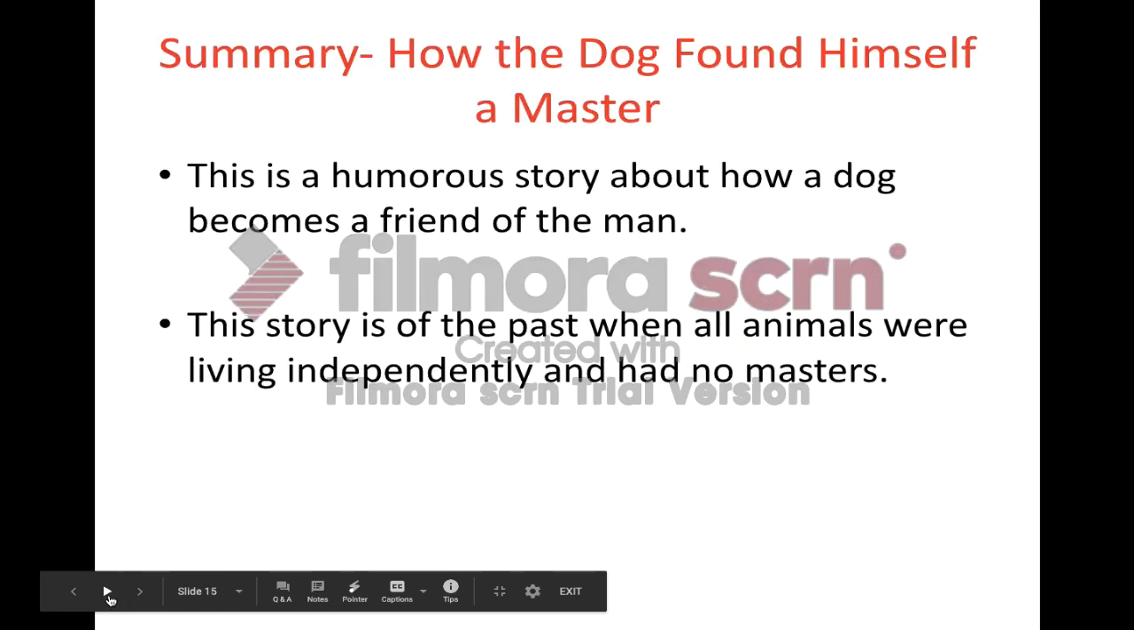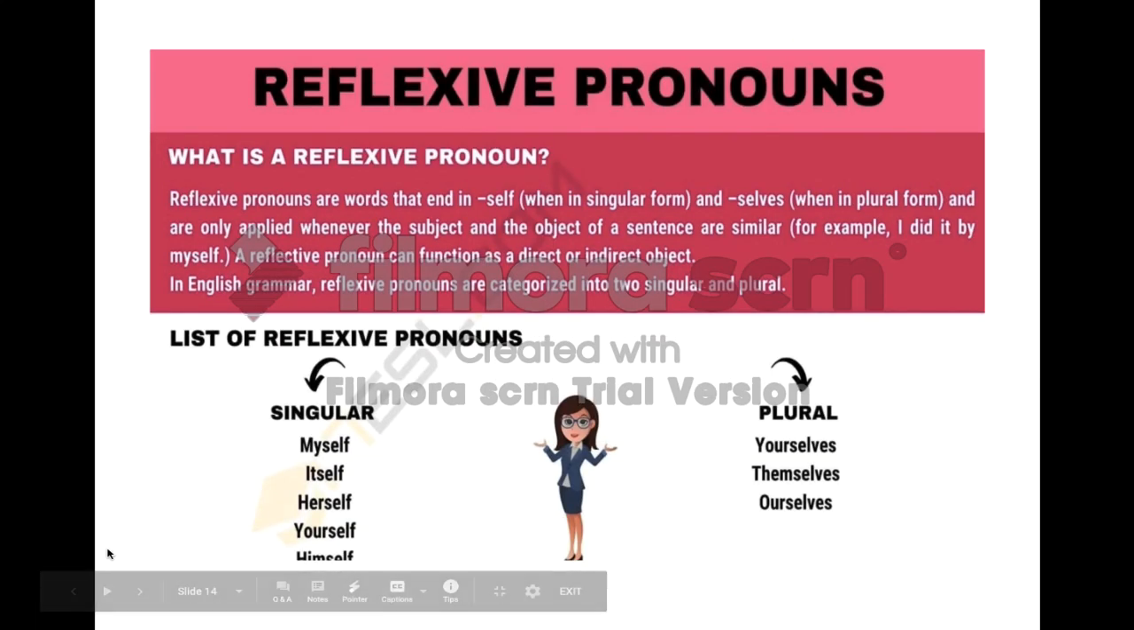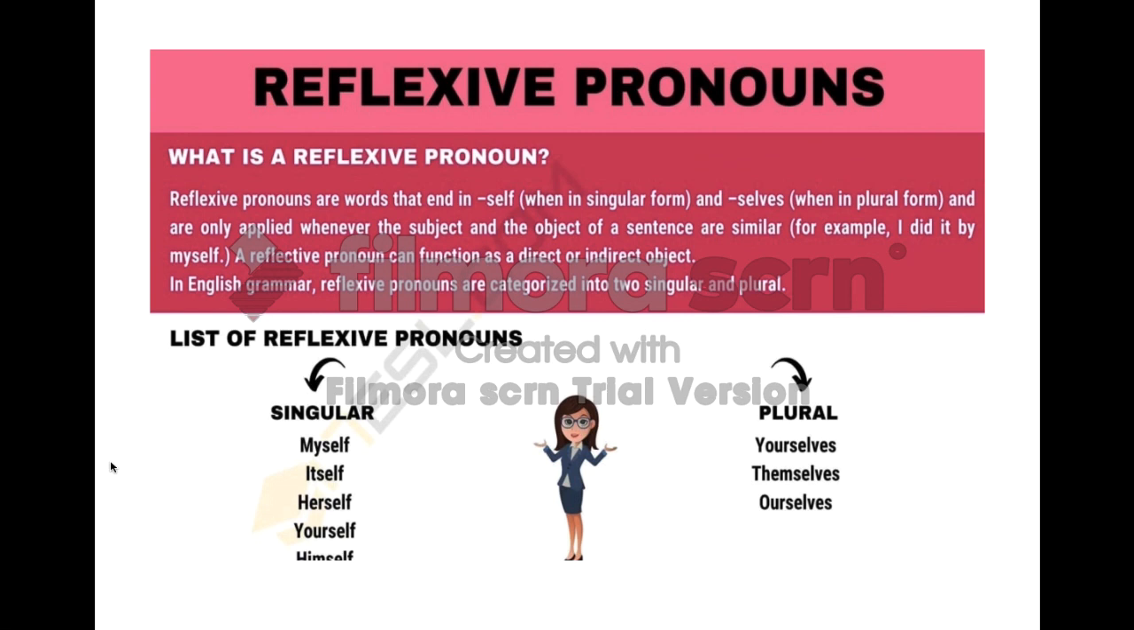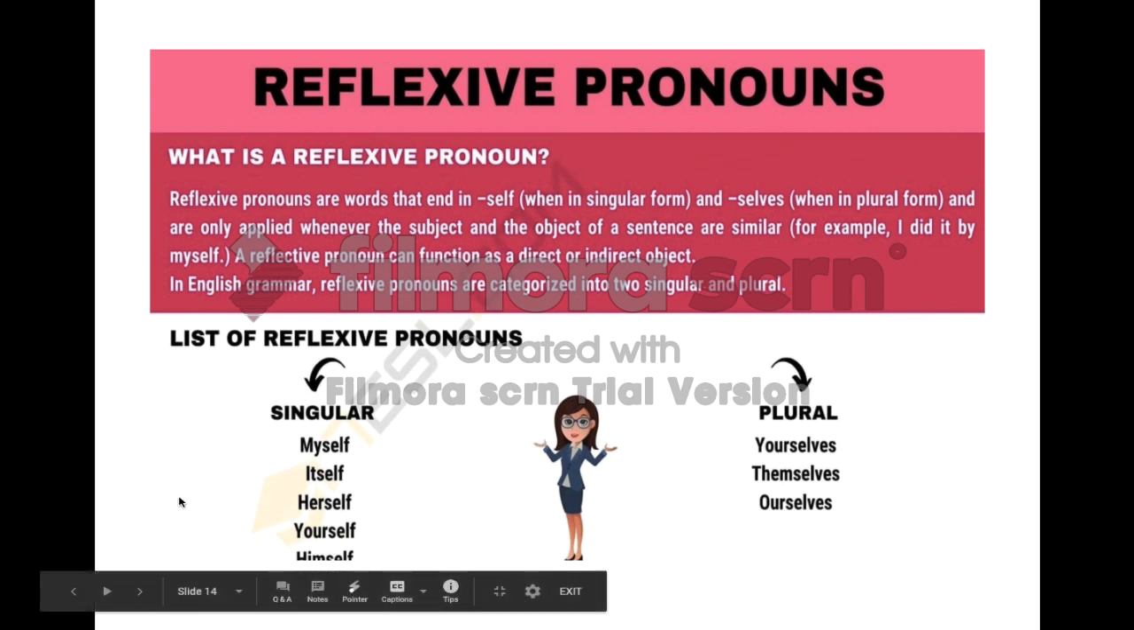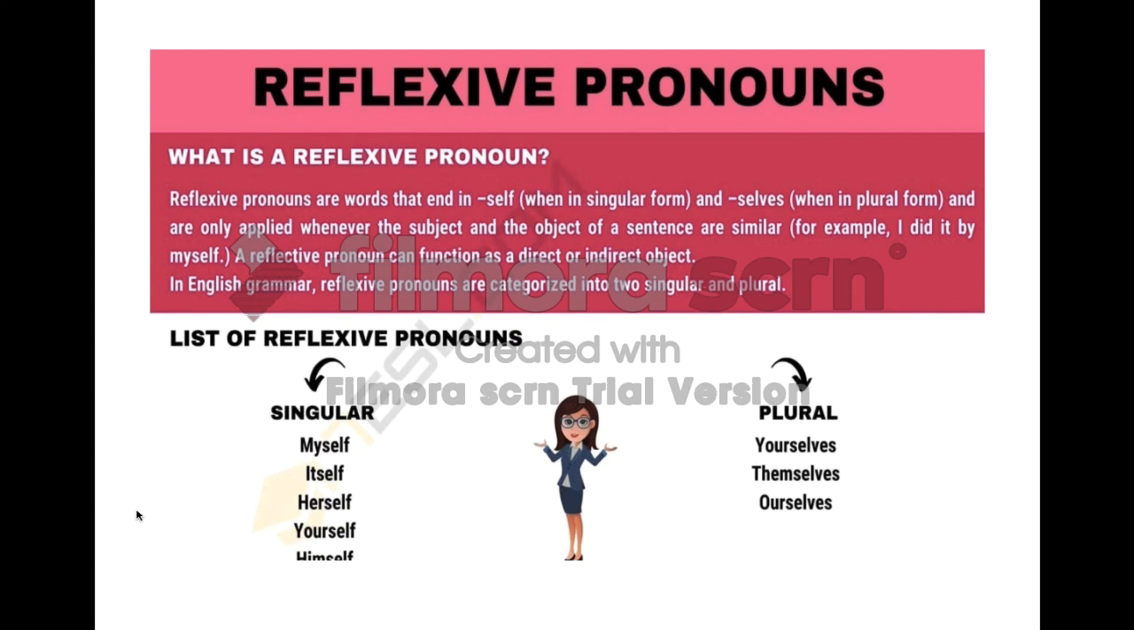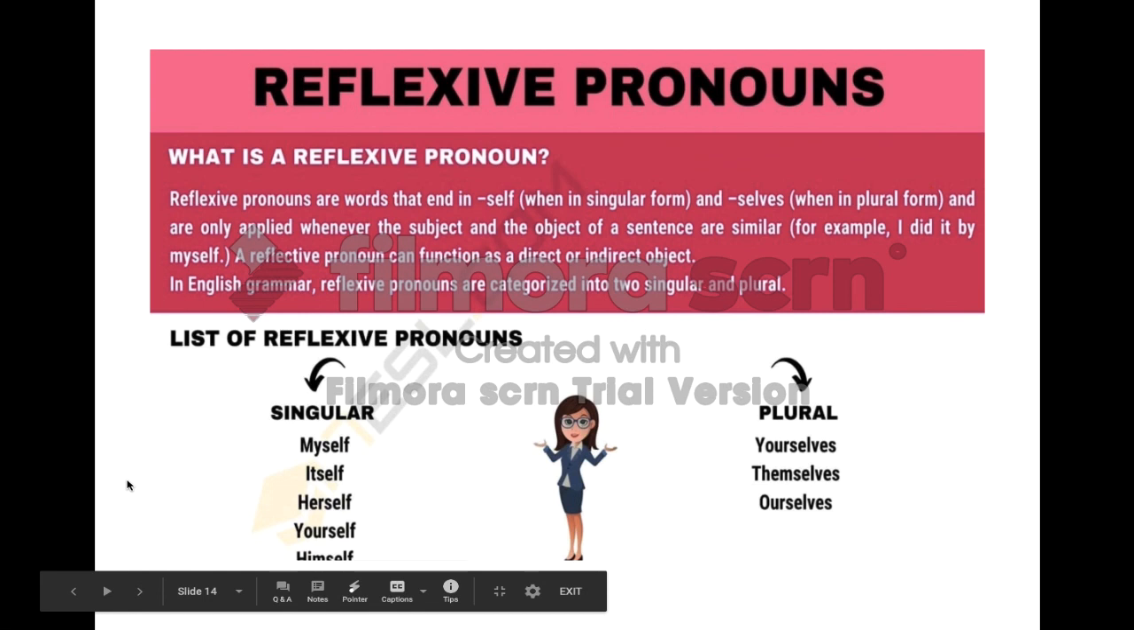Now, reflexive pronoun. What is a reflexive pronoun? Reflexive pronouns are words that end in self. Now, before talking about reflexive pronouns, we should know what a pronoun is. A pronoun is a word which is used in place of a noun. For example, he, she, it, they, we. So when these pronouns are written with self and selves, they are only applied whenever the subject and the object of a sentence are similar. A reflexive pronoun can function as a direct or indirect object.